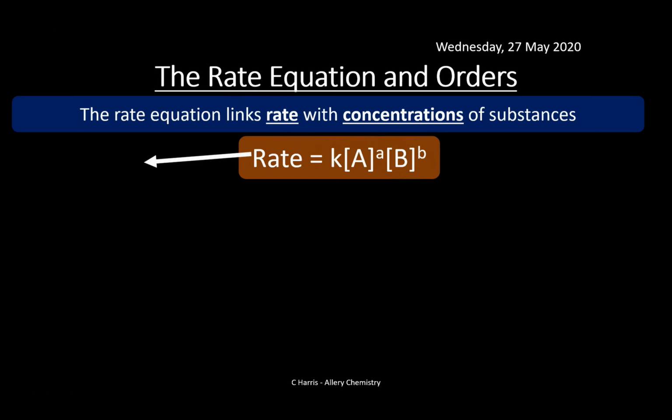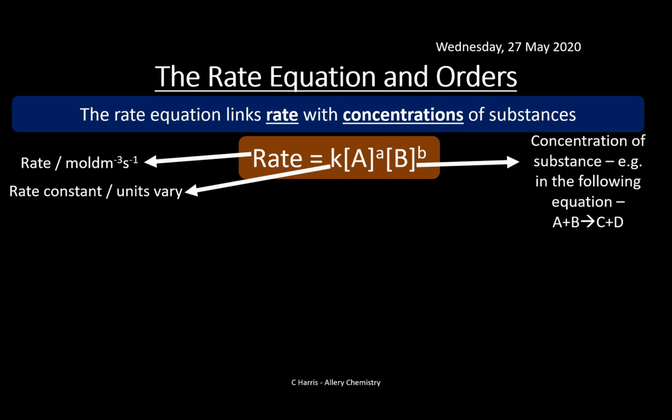So you can see here that rate is moles per decimeters cubed per second, as an example. Your rate constant is K, so the units vary for this. You'll have to work that out separately. And your reagents here, so this is the concentration of the substance. So for example, if our general equation is A plus B gives C plus D, then we can see that B is one of the reagents in this reaction here. And the little letters here are orders of reaction.